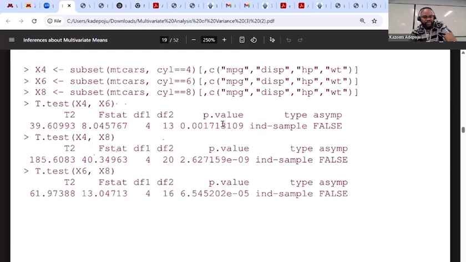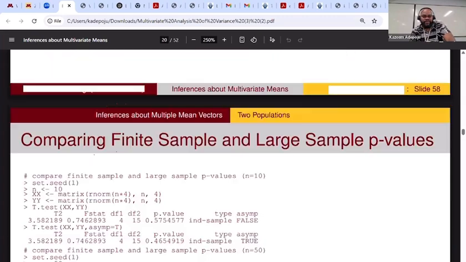You do the same. I can compare X4 and X8, X6 and X8. I'm comparing two at a time. Don't forget, we're dealing with two groups. Is there any question here? Any question? Okay, you are good, right? I'm going to move on.